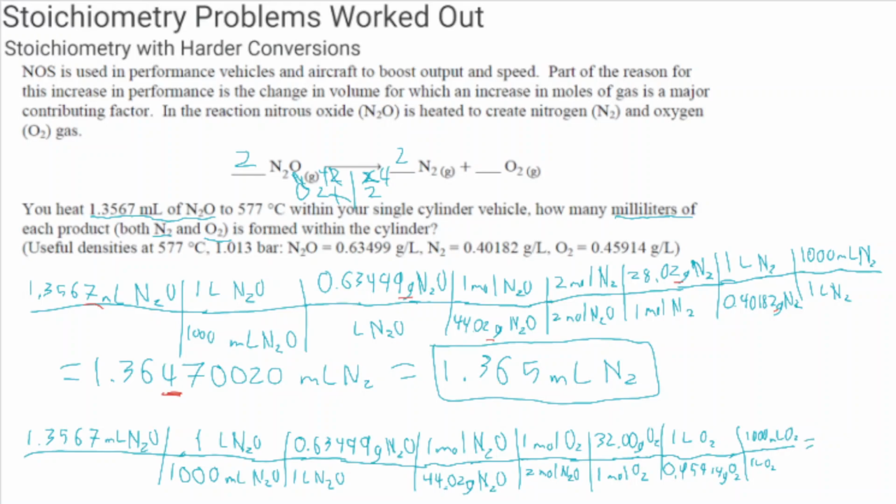All right, then we can multiply everything on top. We'll multiply 1.34357 by 0.63499 by 32 by 1,000. Then we can divide by 1,000, divide by 44.02, divide by 2, and divide by 0.45914. And if you do all that, you get 0.6819861 milliliters of O2.